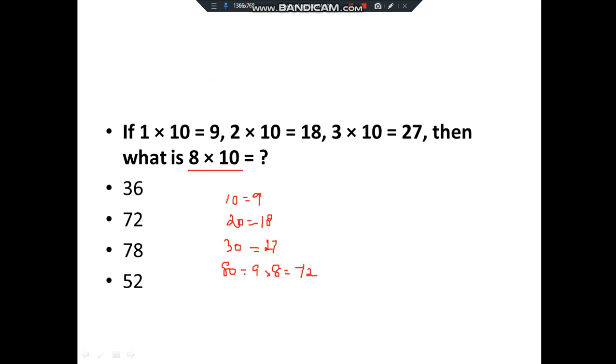Next question, see, this is one type of question. 1 into 10 is equal to 9. This is quite easy, see. So 1 into 10 is nothing but 10, right? 10 is equal to 9, 20 is equal to 18, 30 is equal to 27. That is, they have followed right hand side all the whole table of 9. So 8 into 10 is what? So 80 is equal to nothing but 9 into 8. That is the logic, right? So 9 8s are 72. So 72 is the answer. So I hope you understood these questions, right?